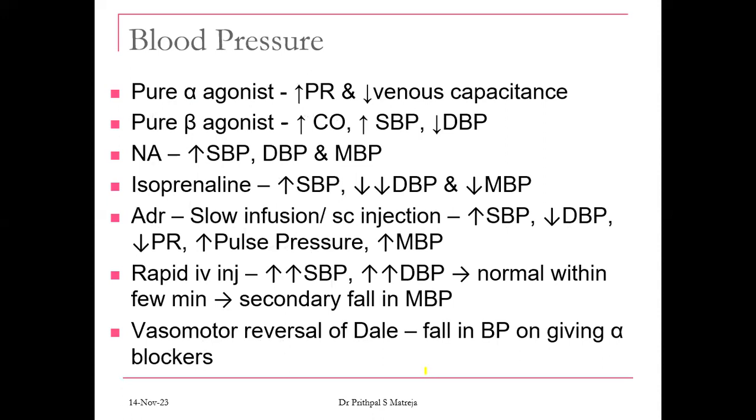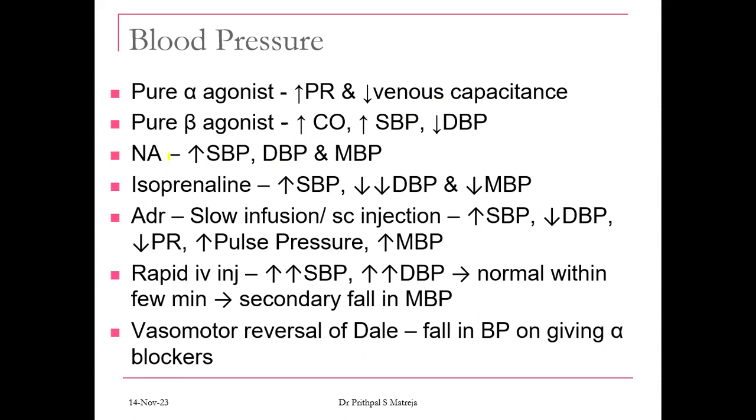Now, supposedly we talk about a drug that is a pure alpha agonist. What it will do is it will increase the peripheral resistance and decrease the venous capacitance. Whereas a drug which is a pure beta agonist will increase the cardiac output, increase the systolic blood pressure, and decrease the diastolic blood pressure.